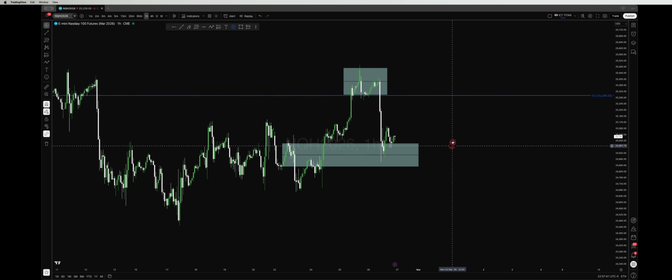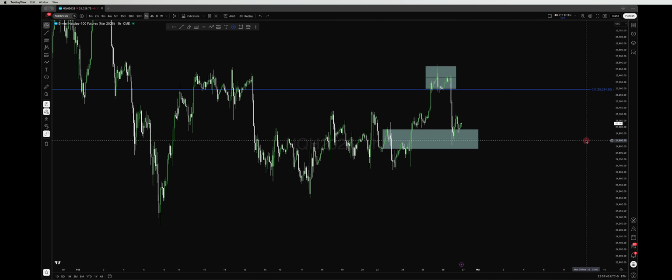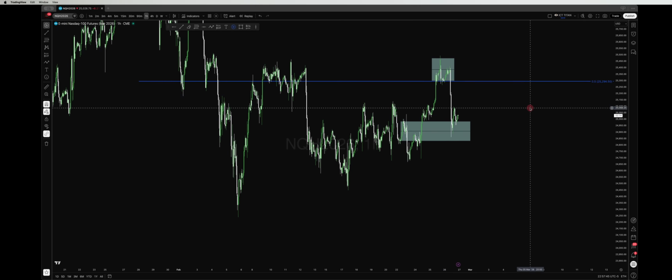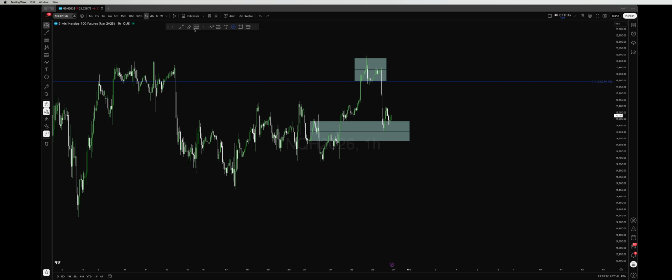Correct? And what else can be more important? For this price, what is the dealing range? This high and this low, right? That means you can draw this as a low, this as a high. If you draw this, what do you see now?